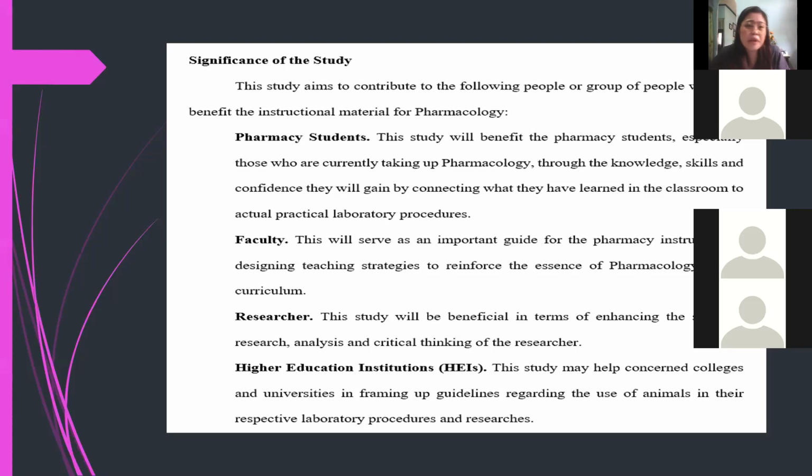And then number 2, syempre ang faculty, this will serve as an important guide for the pharmacy instructors in designing teaching strategies to reinforce the essence of pharmacology in the curriculum. And so on. So including ang researcher, I myself will also benefit from my own study. So kamusad na pud may makuhang benefit. And then other higher educational institutions will most likely benefit from my study also.